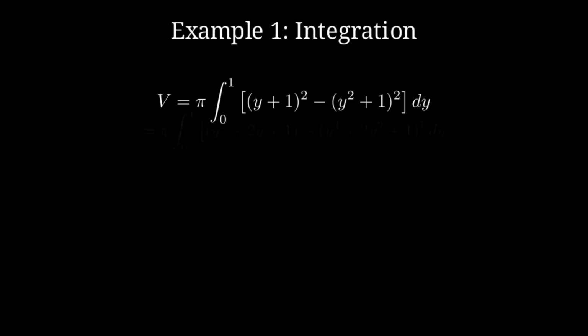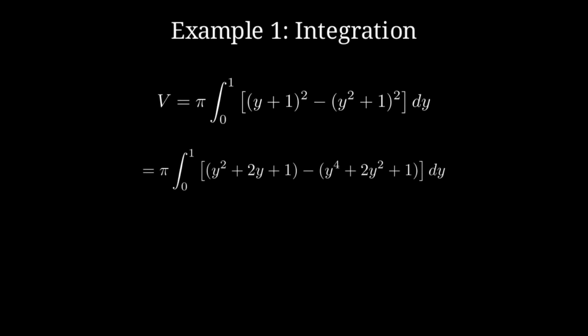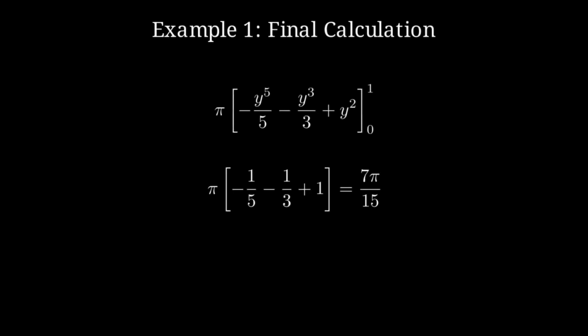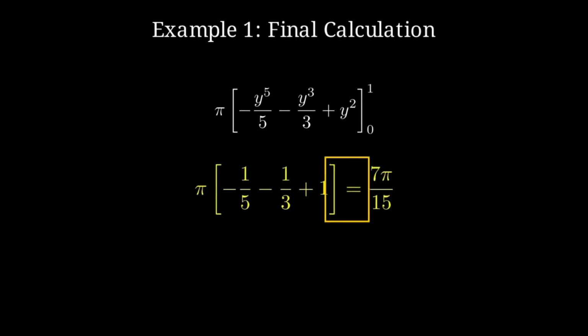The volume is pi times the integral from 0 to 1 of (y plus 1) squared minus (y squared plus 1) squared. Expanding these terms carefully is essential. After subtracting, the constants cancel out, leaving us with a polynomial that is easy to integrate. Applying the power rule, we find the antiderivative. Evaluating from 0 to 1, we get -1/5 minus 1/3 plus 1. Finding a common denominator of 15, we arrive at the final volume of 7 pi over 15 cubic units.